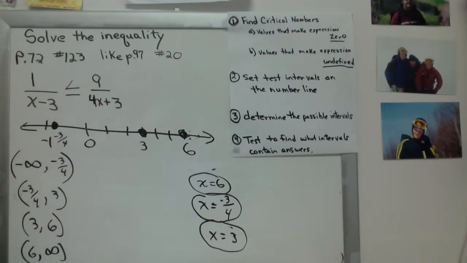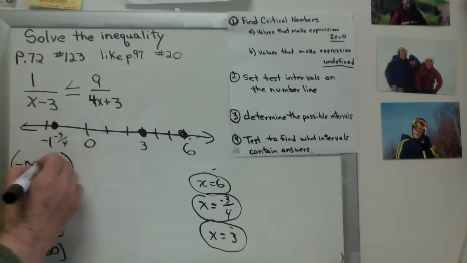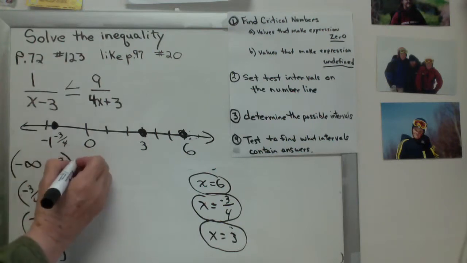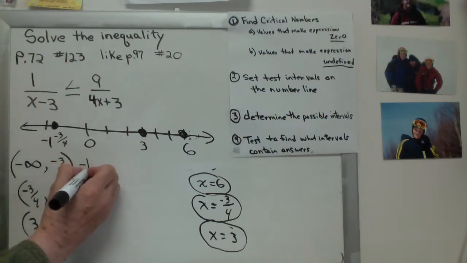So now what you need to do to figure out, are those all the answers, or are some of them maybe don't quite work in the problem? So you can go back to the original problem and you test numbers. Basically you want to test each end number and then a number in between them to see if the interval works. Well, I really can't test negative infinity, right? But I could try a number smaller than negative 3/4, so let's try negative 1.